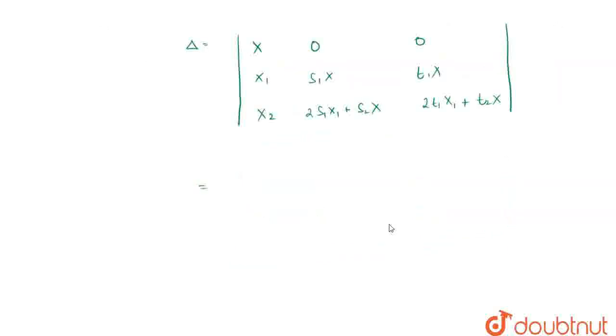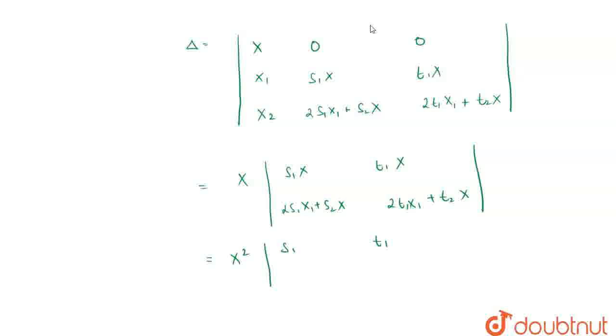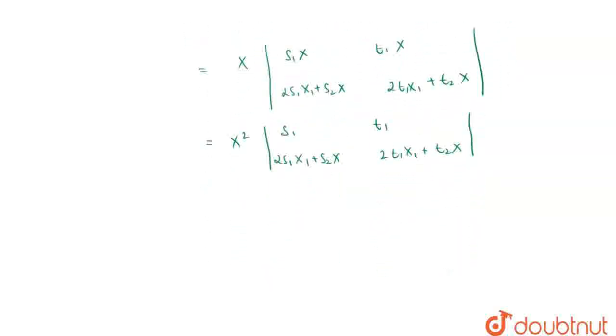Okay. Now, solving the determinant, we have x times the determinant of s1x, t1x, 2s1x1 plus s2x, 2t1x1 plus t2x. Okay, now taking x common from row 1, we have x square times the determinant of s1, t1, 2s1x1 plus s2x, 2t1x1 plus t2x.